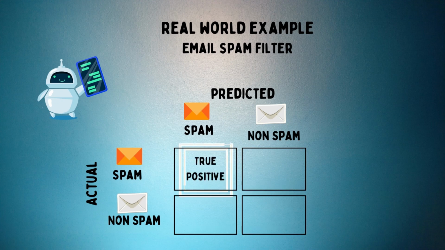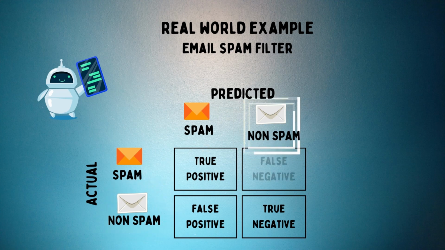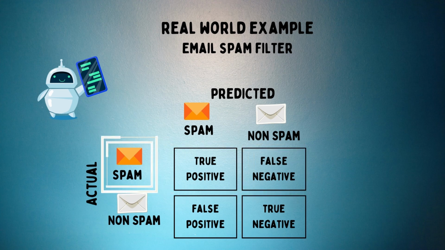True positive. These are the emails that are actually spam and your model correctly predicts them as spam. False positives. These are the emails that are actually not spam but your model incorrectly predicts them as spam. True negatives. These are the emails that are actually not spam and your model correctly predicts them as not spam. False negatives. These are the emails that are actually spam but your model incorrectly predicts them as not spam.